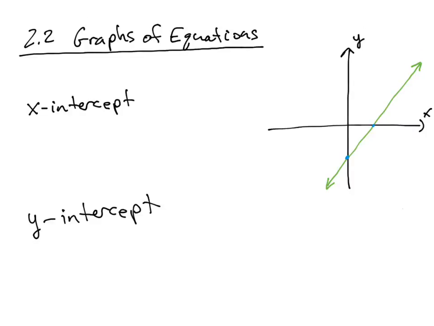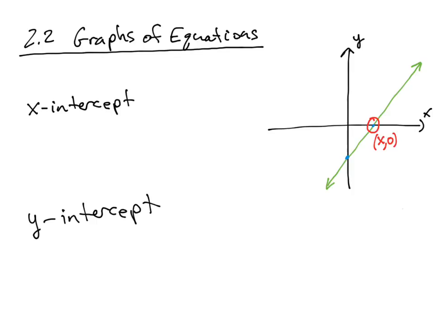In this section, we're going to talk about different graphs of some equations. First concept to cover is what an x-intercept and what a y-intercept is. Well, in this graph of this green line, this point right here is the x-intercept. Now, at that point, we have an x-coordinate, but the y-coordinate is equal to 0.